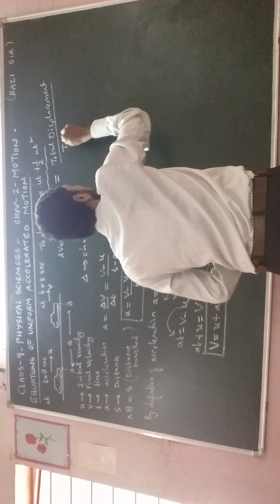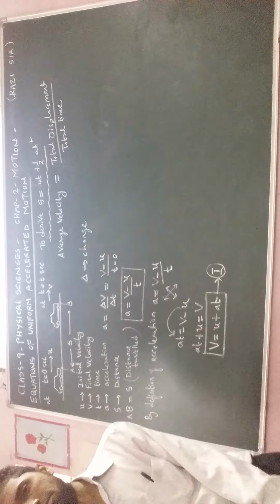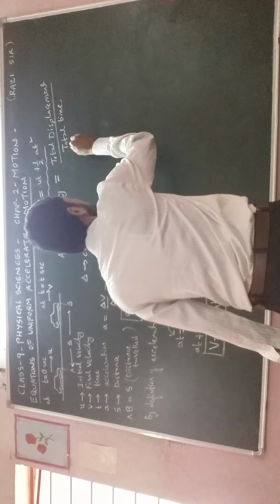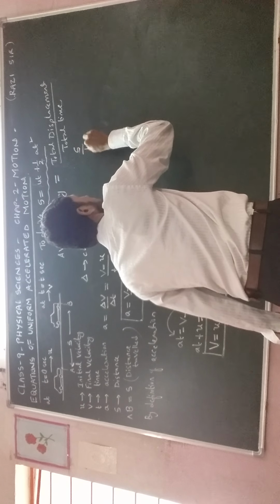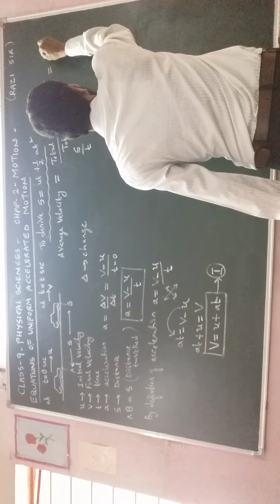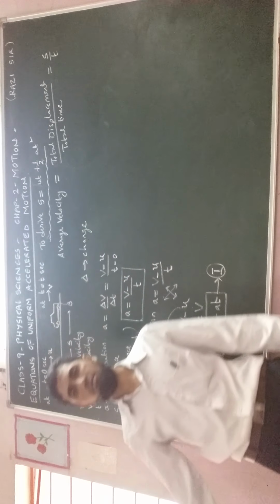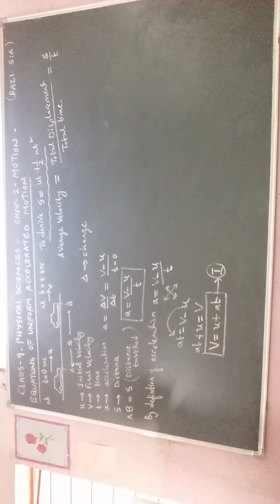By the total time, we can take that as S by T. This is our average velocity. So we are taking here that value. Average velocity is S by T. This is by our definition.